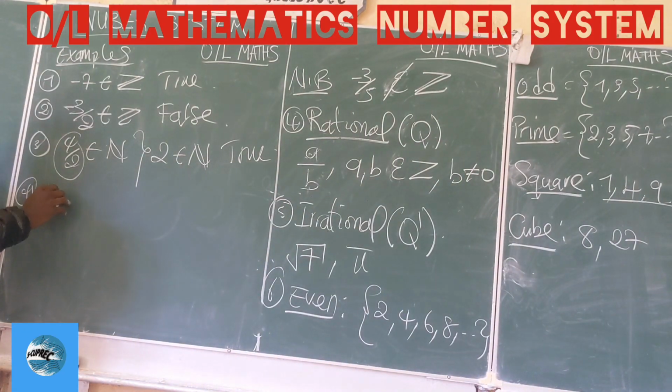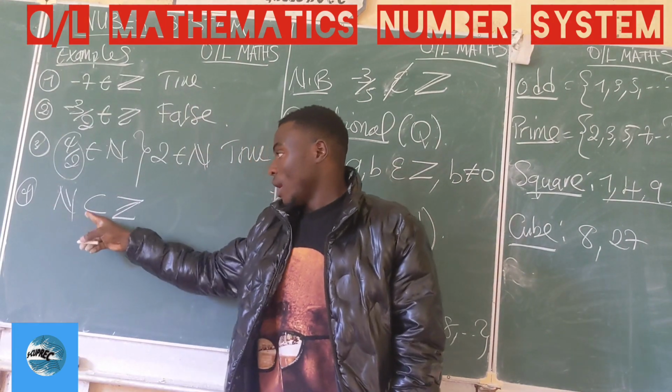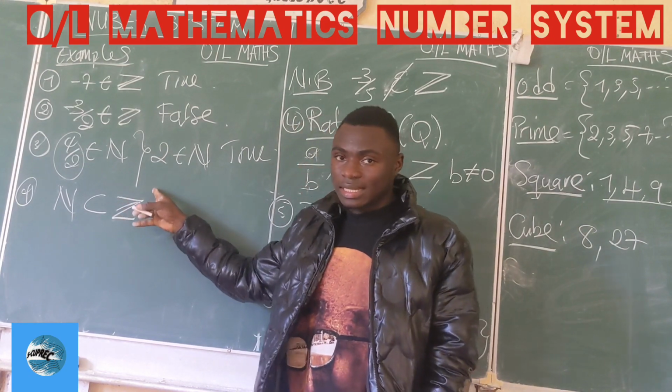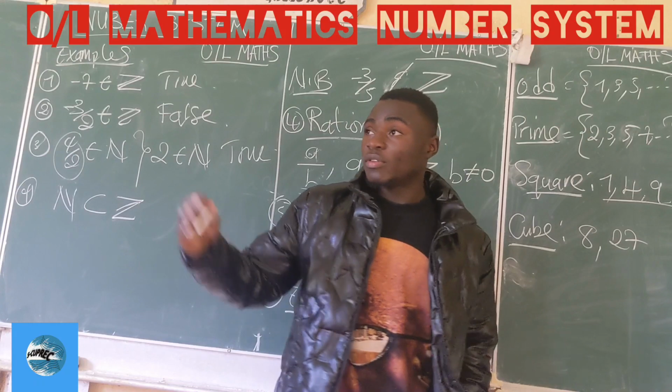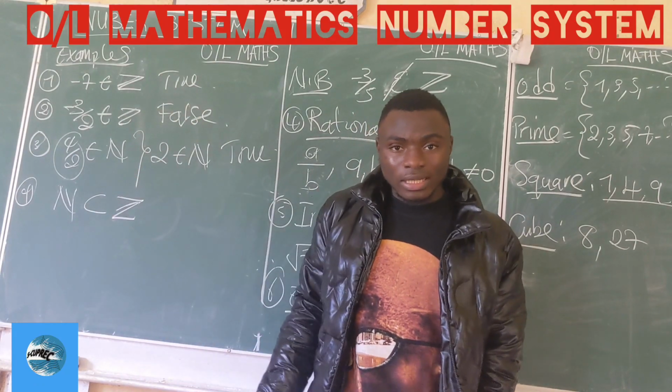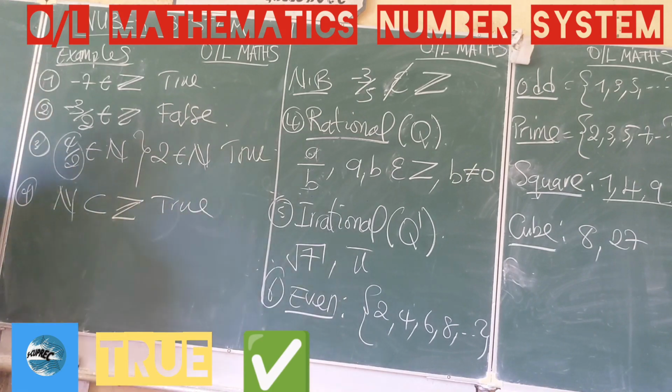4. Is the set of natural numbers a subset of the set of integers? What does this mean? They're asking you if all the elements found here are found in this set. True. All of these elements are found here. If you look at the previous page, the first page that we covered, you will see. So this is typically true also. Very good.